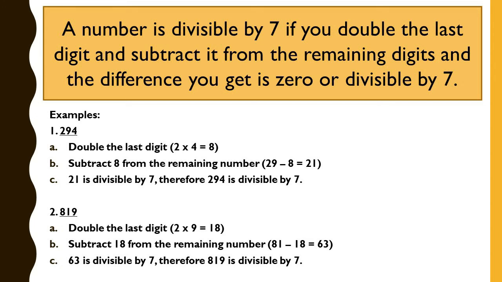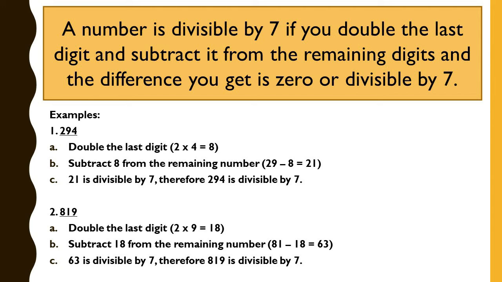A number is divisible by 7 if you double the last digit and subtract it from the remaining digits, and the difference you get is 0 or divisible by 7. For example, 294. First, double the last digit. 2 times 4 is equal to 8. Then, subtract 8 from the remaining number. 29 minus 8 is equal to 21. 21 is divisible by 7. Therefore, 294 is divisible by 7.